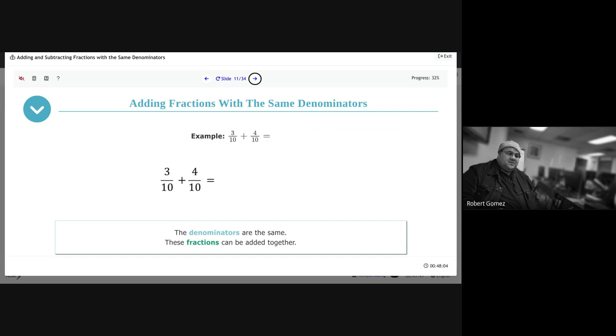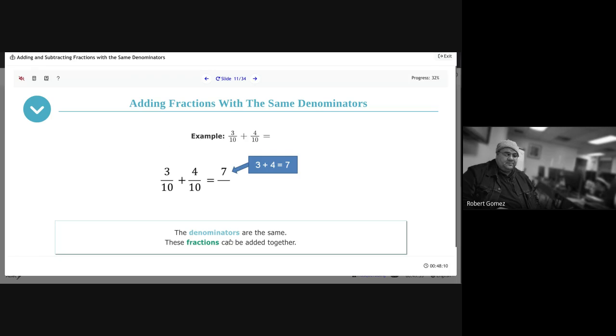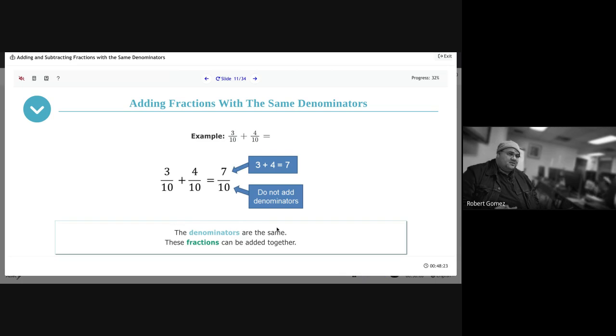Once again, work the example. Don't just let it kind of pass over you. Three plus 4, 7. Yeah, that's true. Do not add the denominator.